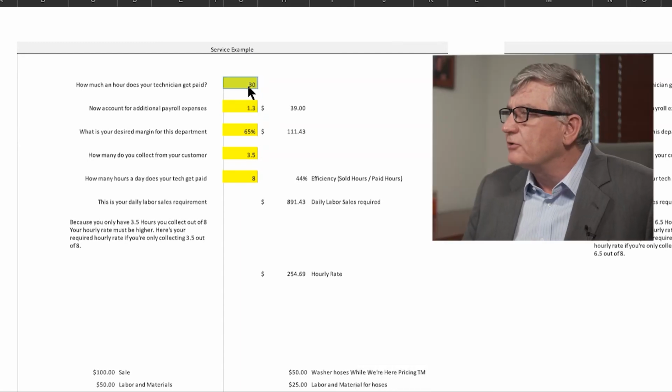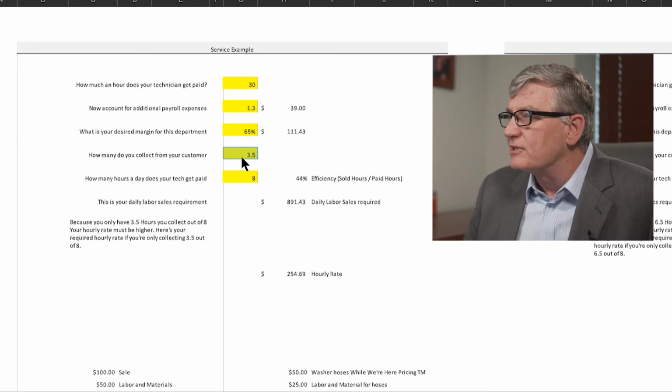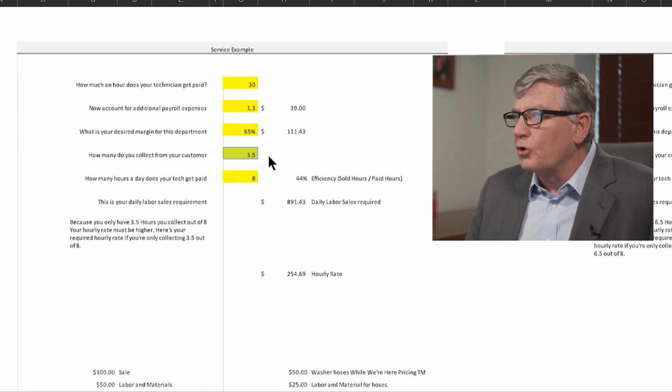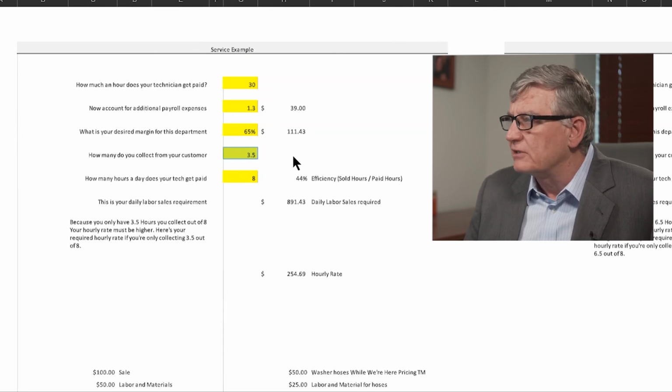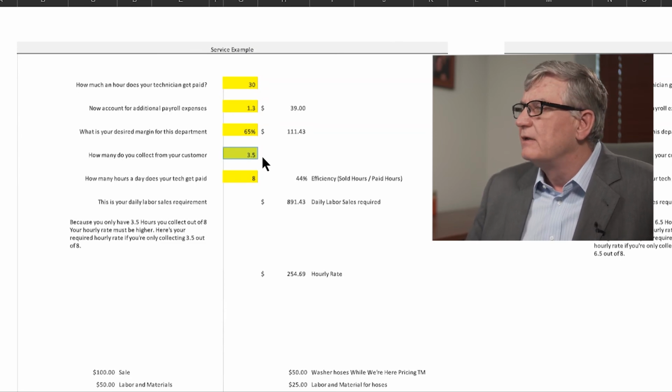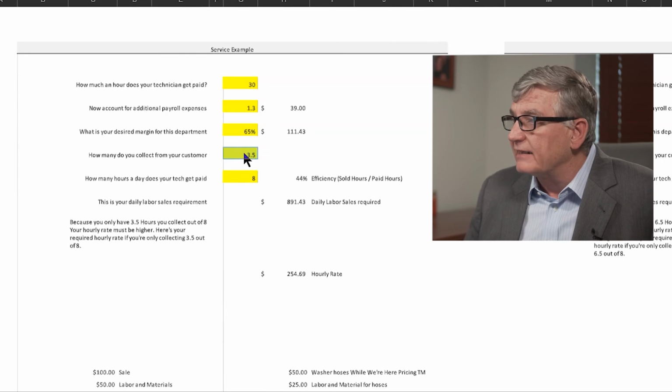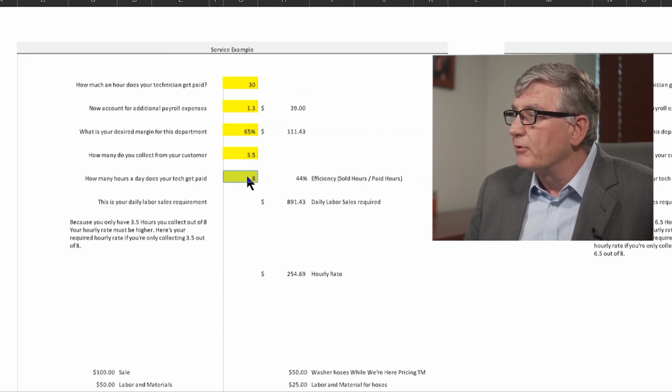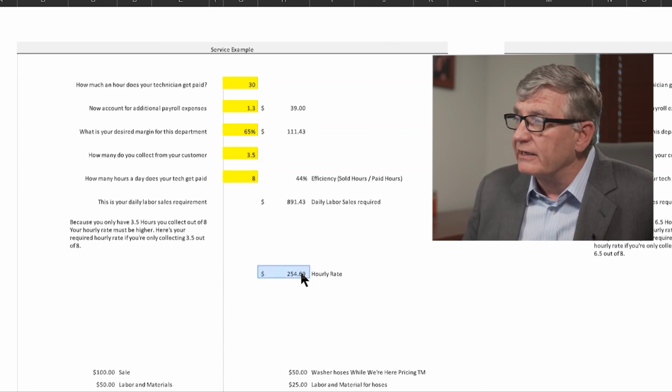Trust me, if you're charging $30 an hour, you need to know how many hours a day or a week or a month or a year your technician is collecting. That's a goal that ties it to your profit and loss statement. That's very important that you know how many hours you're collecting, not just how many hours you're paying. Those are two numbers that you have to have. Those two numbers help you calculate your hourly rate.